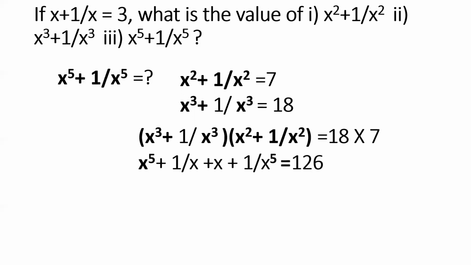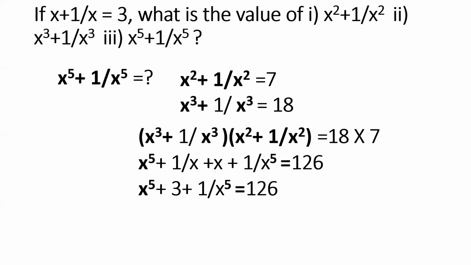So if you do the multiplication term by term, which is relatively easy to do, this is what you are left with. X to the power 5 plus 1 by x plus 1 by x to the power 5. And 18 multiplied by 7 is 126. So that's what we have on the right hand side. Now, we already know what 1 by x plus x is. So it's the same as x plus 1 by x, and that's given as 3.